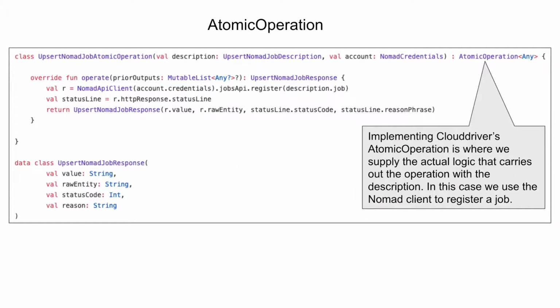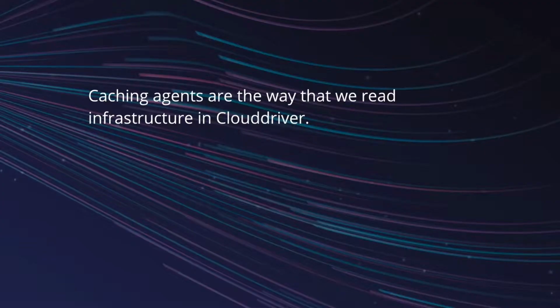Finally, here's our actual atomic operation implementation. So you can see we implement Clouddriver's atomic operation. In the operate method, we supply the logic to execute this specific operation, upserting a Nomad job, with the inputs that came in a description. The first line of the overridden operate method has the magic here for registering a new job using the Nomad API client. So that's how we mutate cloud infrastructure.